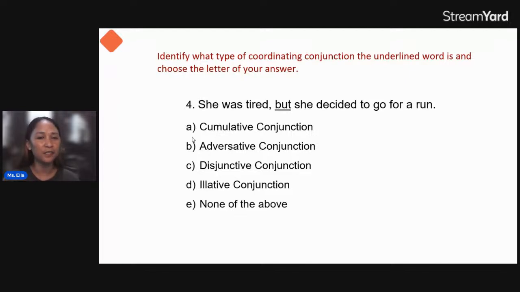Again, she was tired, but she decided to go for a run. Is it A, cumulative conjunction? B, adversative conjunction? Letter C, disjunctive conjunction? Letter D, elative conjunction? Or letter E, none of the above? Anyone is free to answer and try.